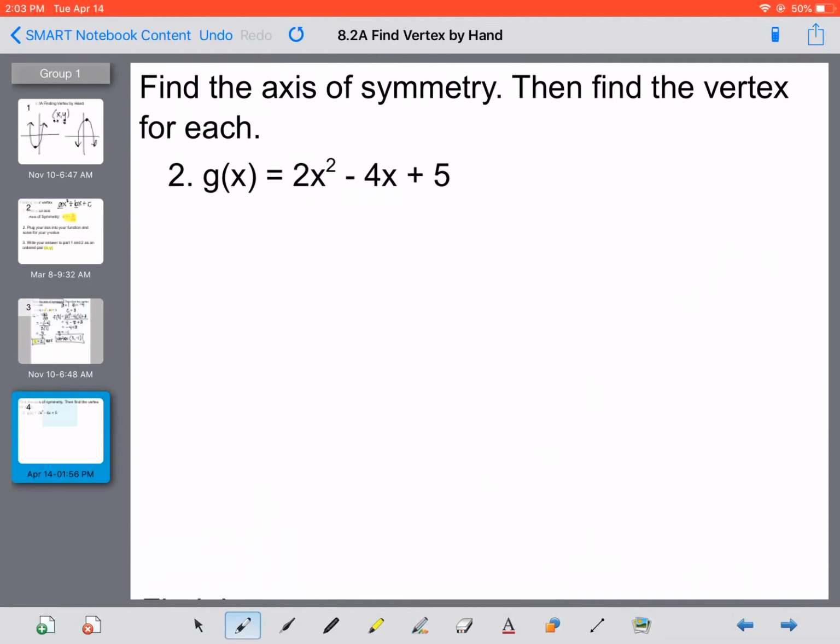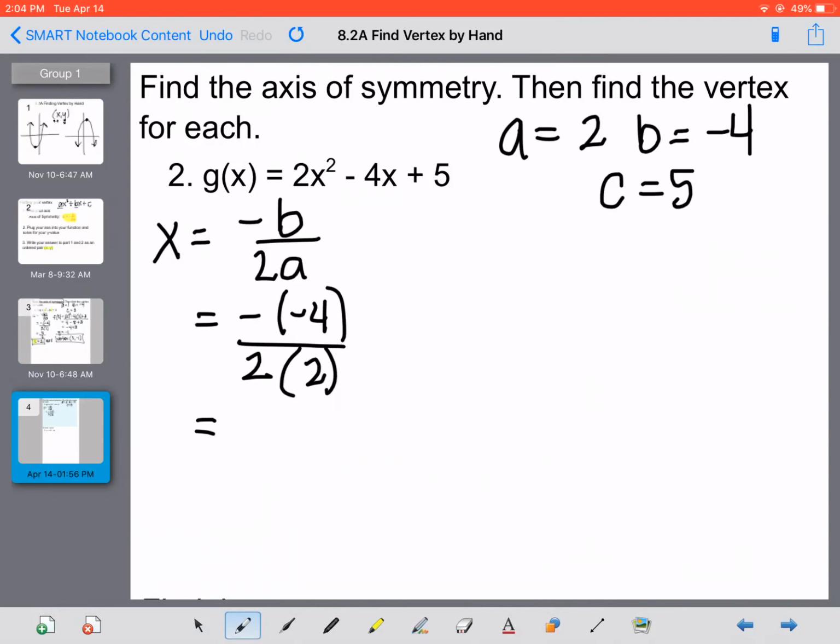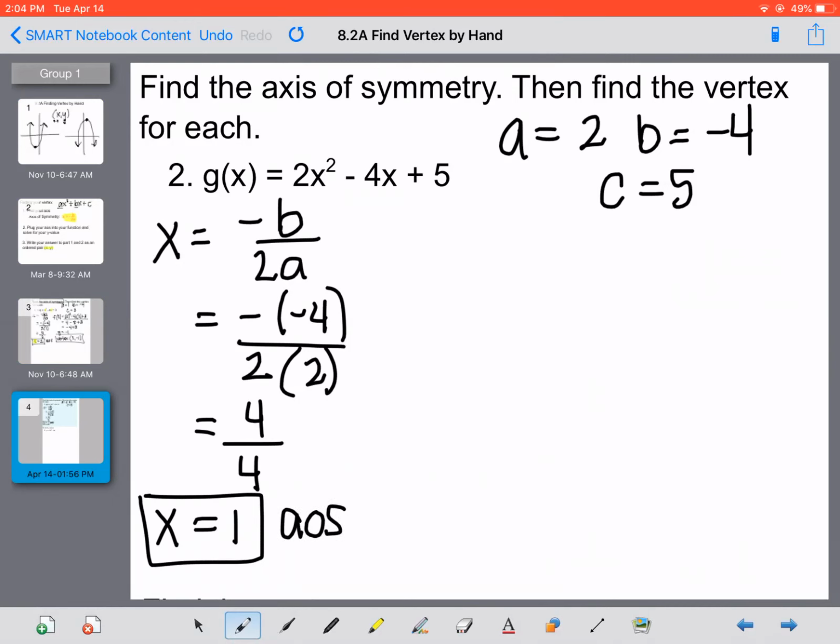Let's try another one. Again, it says find the axis of symmetry and then find the vertex. So first thing, let's identify our a, b, and our c. So a is 2, b is negative 4, and c is 5. Our axis of symmetry equation is negative b over 2a. So let's plug in our points. We have negative, our b is a negative 4, over 2 times our a is 2. So two negatives make a positive 4 on top, and 2 times 2 is 4, so 4 divided by 4 means x equals 1, and that is our axis of symmetry, our AOS.